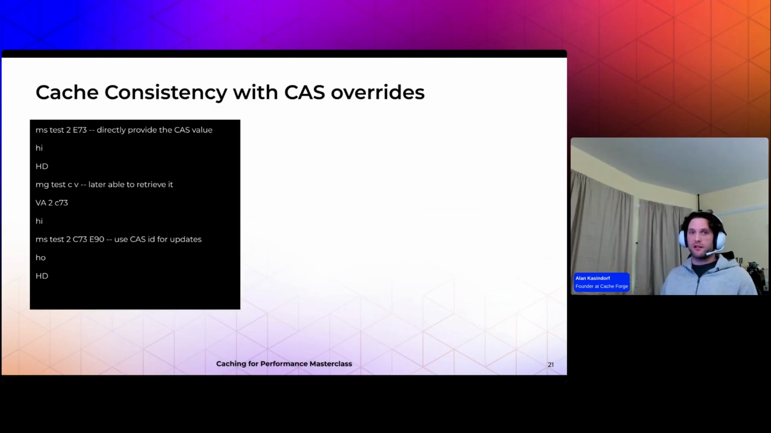And as a quick example here, we have our ms command, which is our set, and we ms test for a 2-byte value, and we give it a 73 for the force CAS, and it succeeds there. And then when we fetch it back, we get that value back, and we get the CAS that we set instead of the one automatically assigned by the server. And then the next time we run an ms, we can say, okay, my CAS was 73. I want to set the new one because the new version number or the time is now 90, and we all succeed and move on.